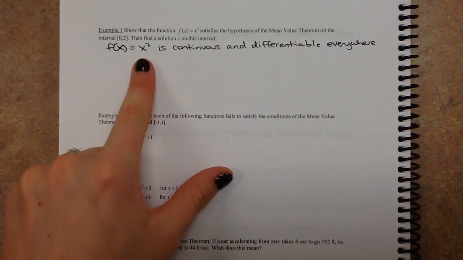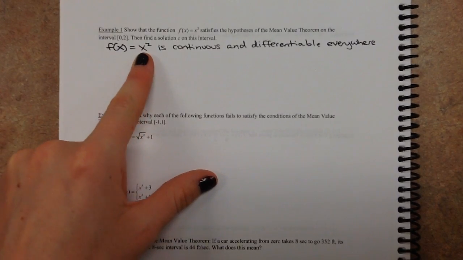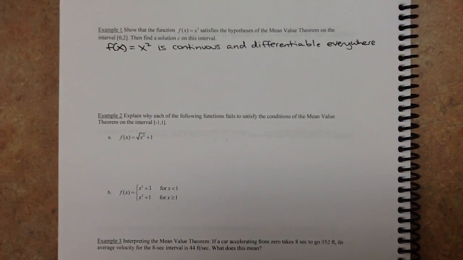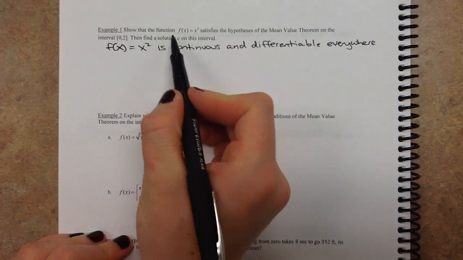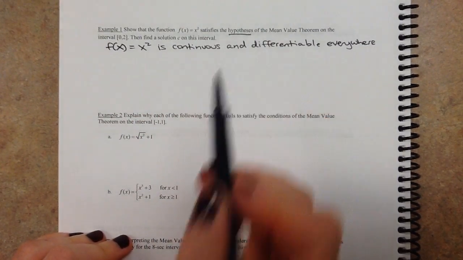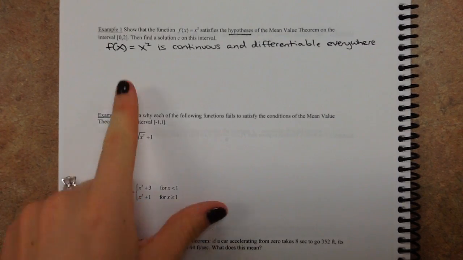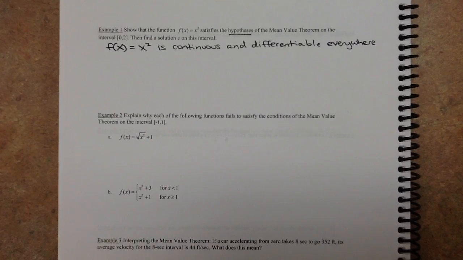We know that this is always a continuous function, and its derivative is 2x, and 2x is defined everywhere as well. So it's continuous and differentiable everywhere. Whenever you set up the mean value theorem, you have to make a statement about that first. You have to make sure the hypotheses are satisfied. Continuous, differentiable, at least on the interval that they give you. Continuous on the closed, differentiable on the open.